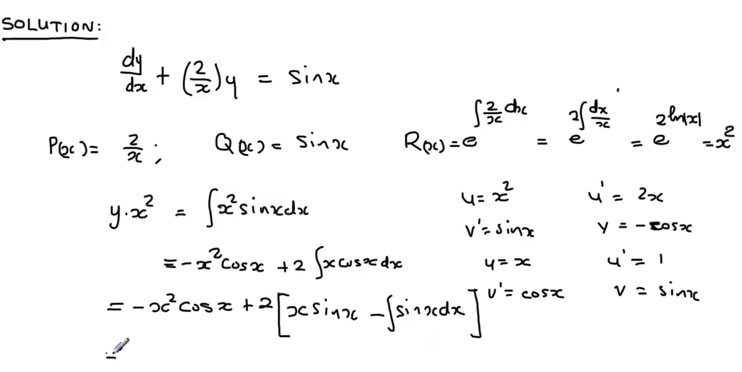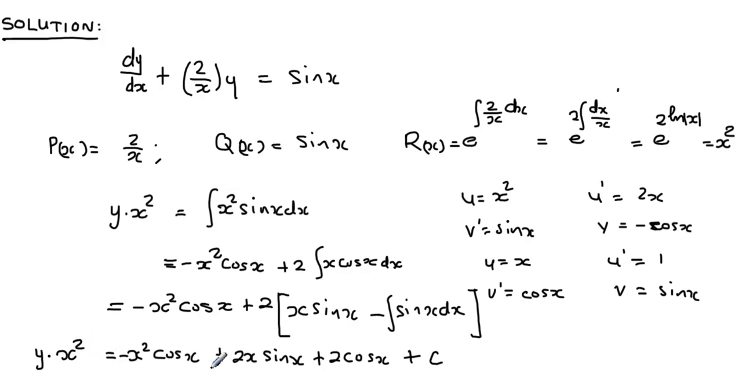So then we have here minus x squared cos x plus 2x sine x, removing the brackets here. And the integral, you have agreed that is cos, then it's going to be plus 2 cos x plus c. So then what we have now here is simply y multiplied by the integration factor, which is x squared, equals to that. Then now we need to make y the subject by dividing both sides by the integration factor.